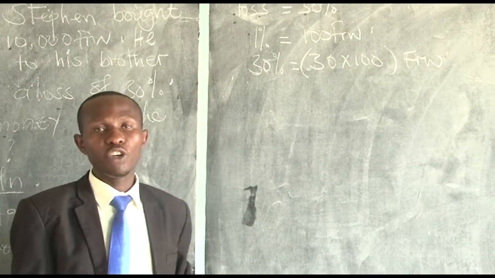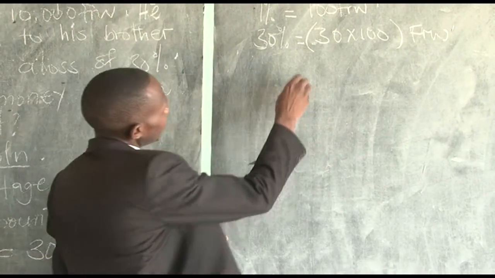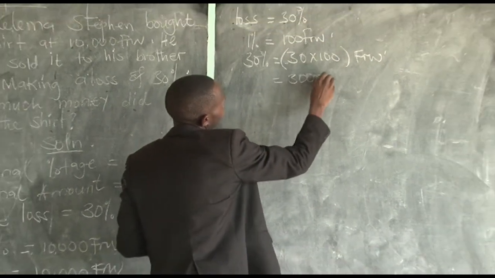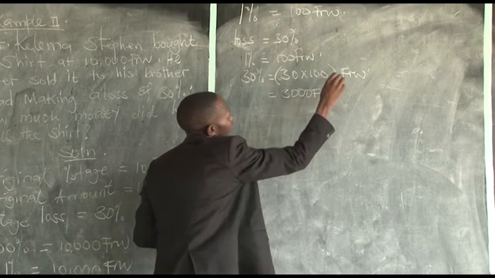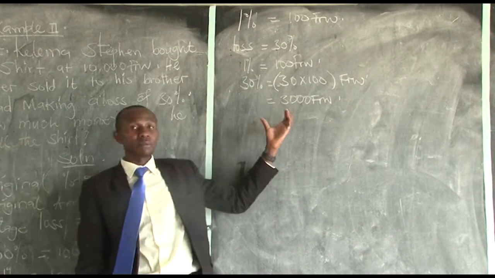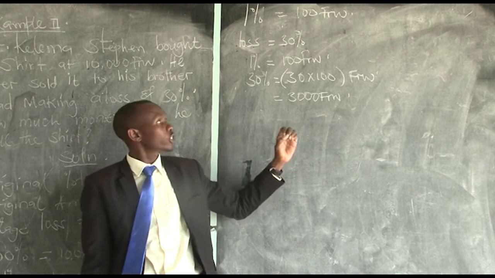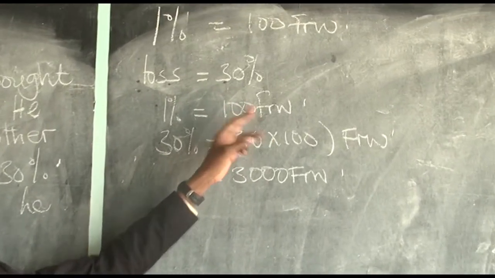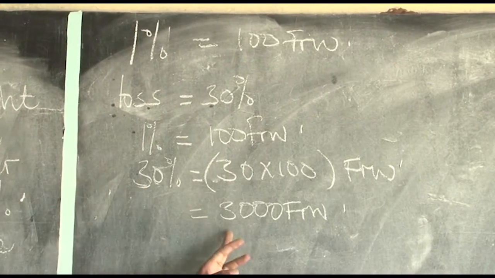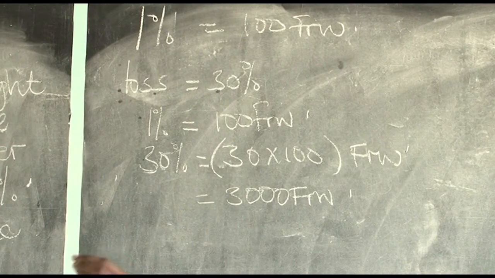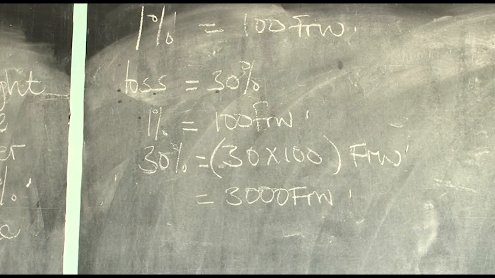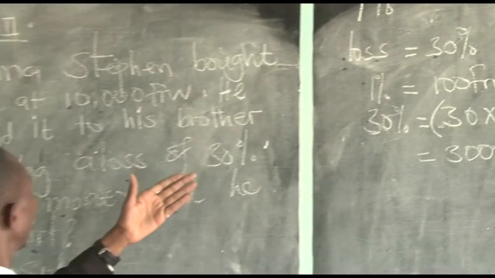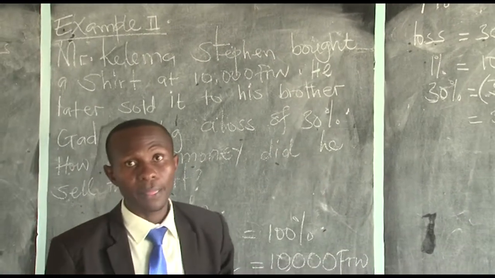All that should be in francs. From there, when you get 30 times 100, we shall come out with 3,000 francs. And now 3,000 becomes our loss. Because they say 30% was the loss, and we know 1% represents 100, then 30% is representing 3,000. So 3,000 becomes the loss that Mr. Kalema Stephen made while selling his shirt to the brother.